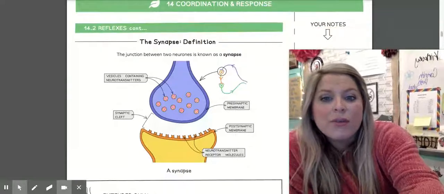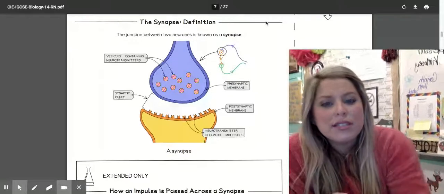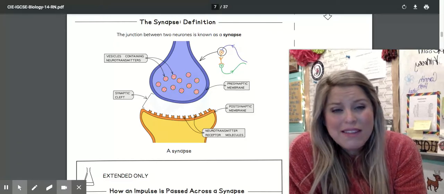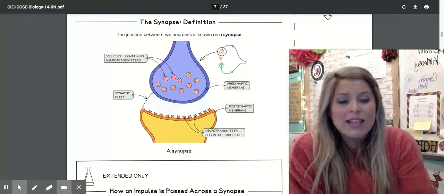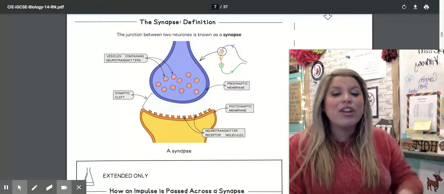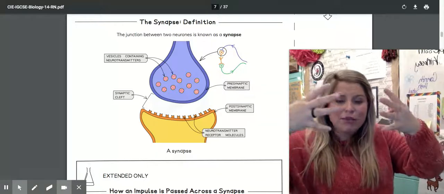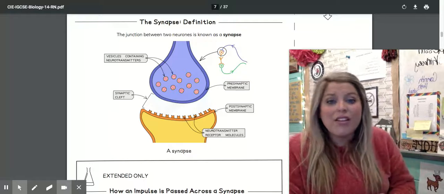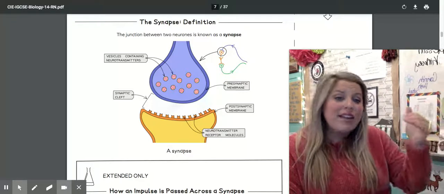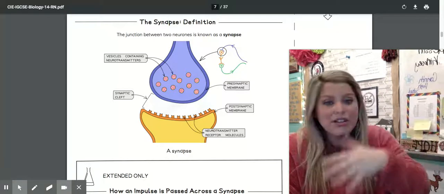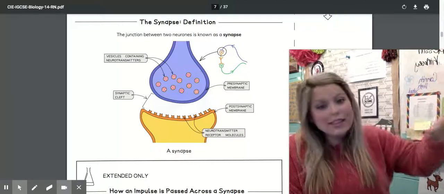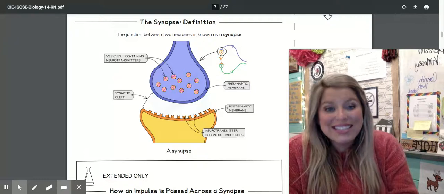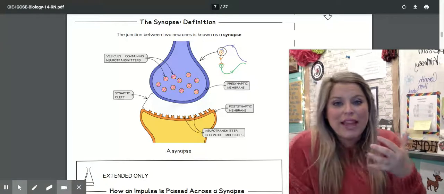Okay, we also need to talk about our synapses. The junction between two neurons is known as a synapse. And in the last video, I mentioned the dendrites at the ends of your neurons that are like these little hair-like projections. They don't physically touch each other inside of our body. Now, they're very, very close. But as we have impulses that move down our neurons or up our neurons, they jump, so to speak, across the synapse, which is a small space.